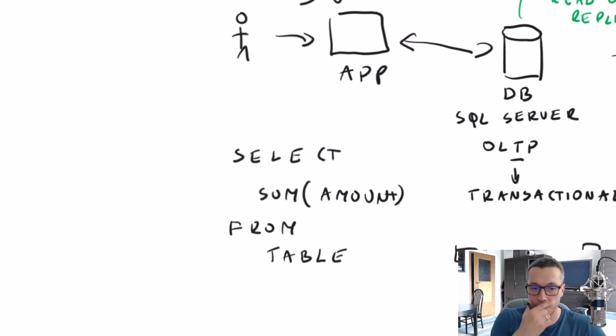From table. And now let's assume that this table contains 20 columns, right? And amount is just one of them. So even if you execute this query on this OLTP database, then actually the database engine will read all columns from disk, right? Not only this one, but everything.